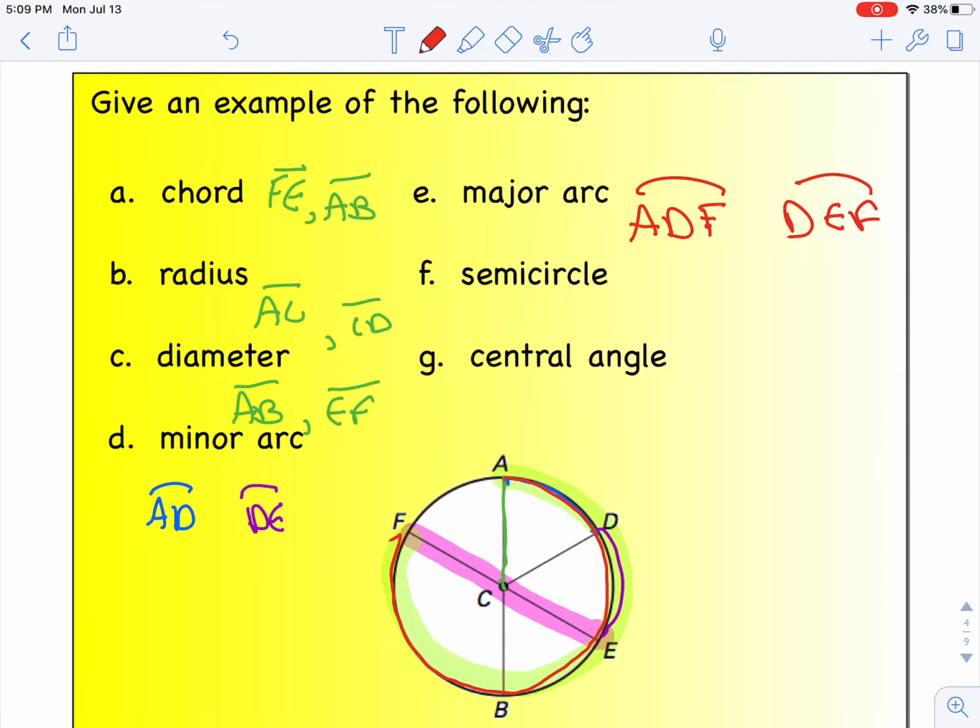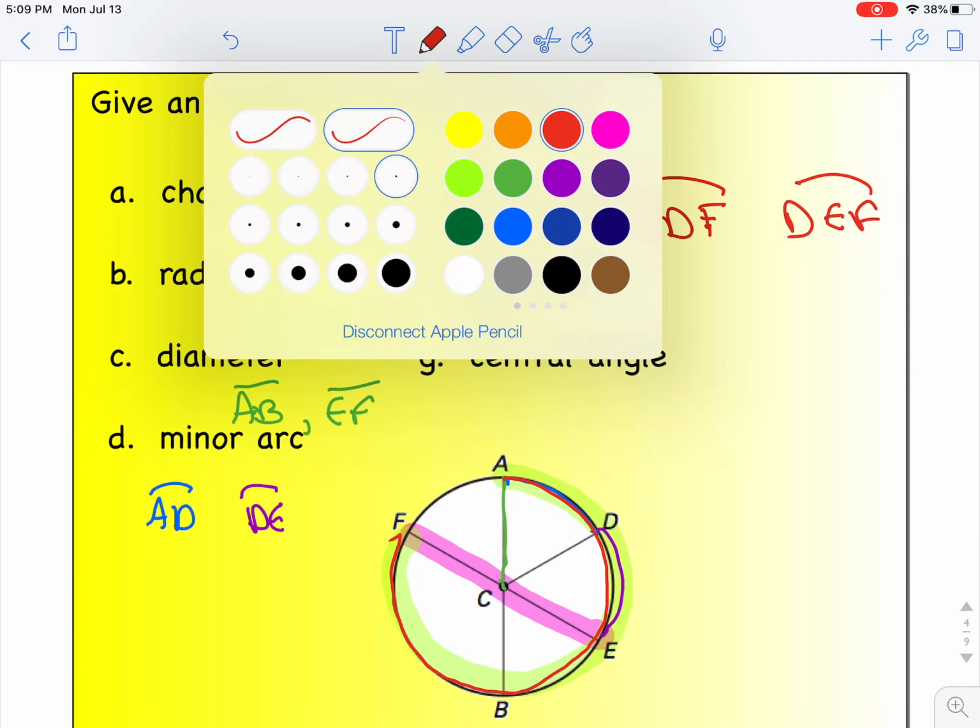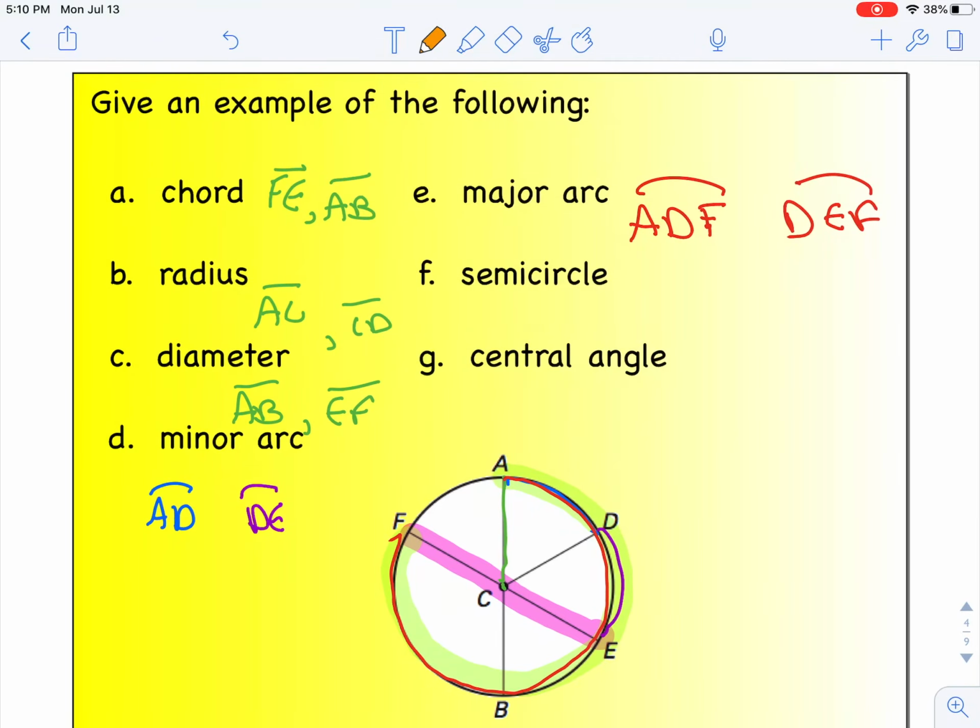A semicircle, remember, you have a diameter and the endpoints of the semicircle are the endpoints of the diameter. So an example of a semicircle could be, if we use FE as our diameter, we could use arc FBE.